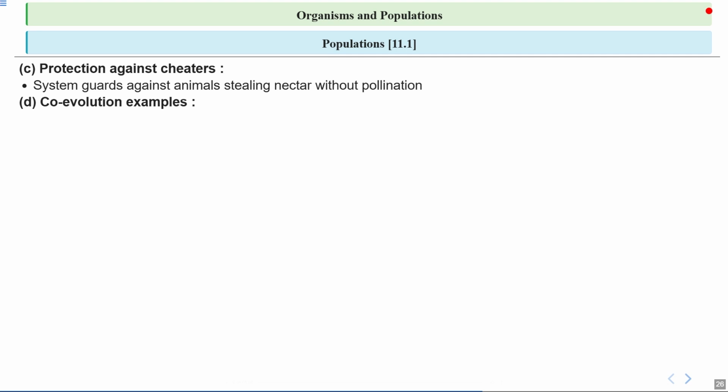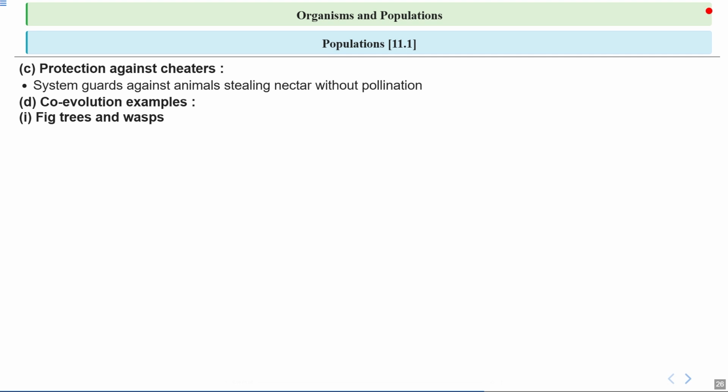Now co-evolution. What are examples of co-evolution? Here you can see the flower, the plant and the pollinator, they are also evolving. Co-evolution is when two species evolve in response to each other. They are adapting to each other. This is known as co-evolution. An example is the fig tree and wasp. This is a very classical example of co-evolution.